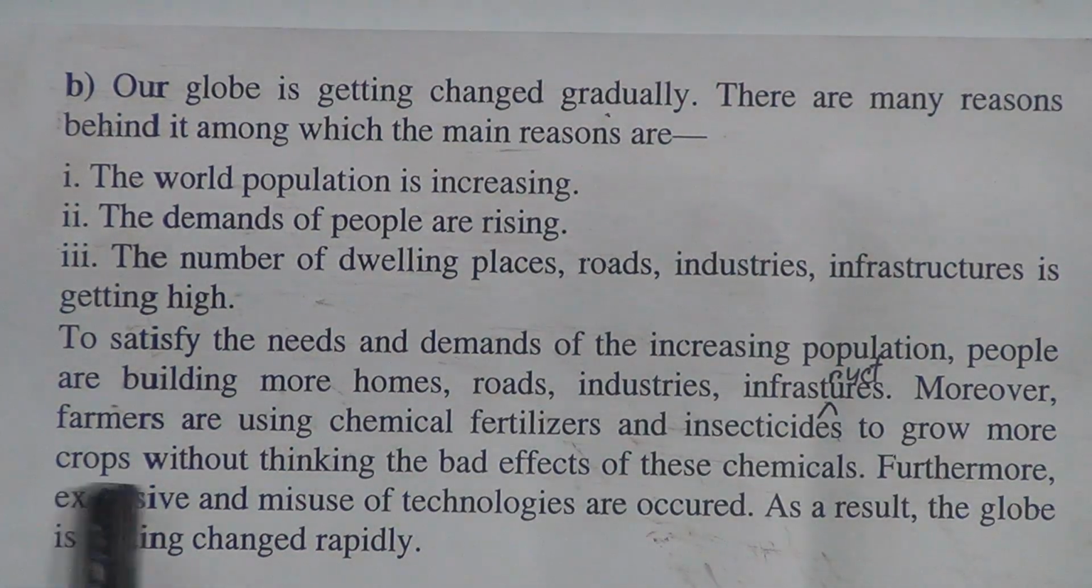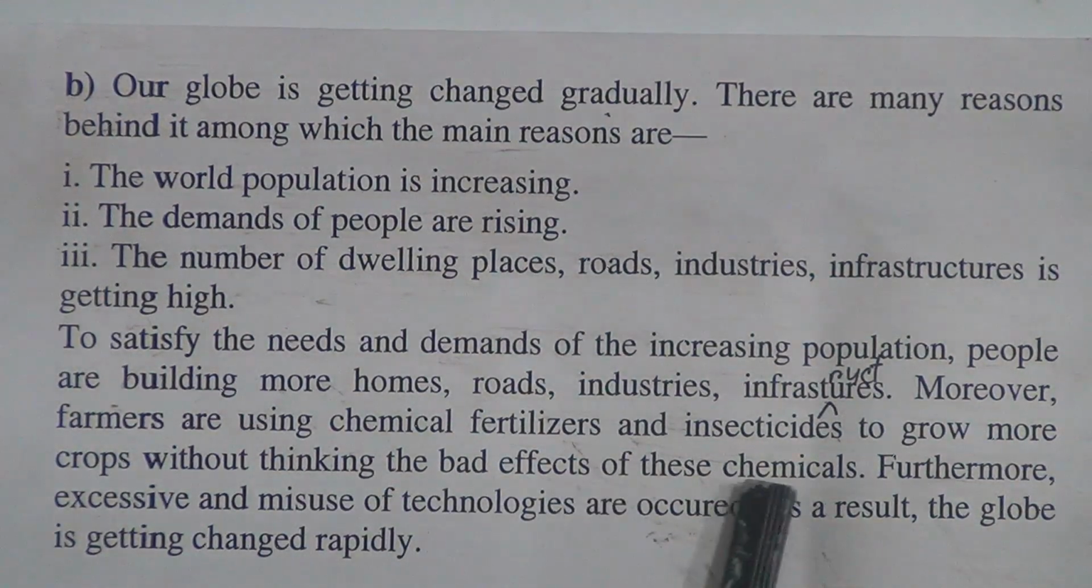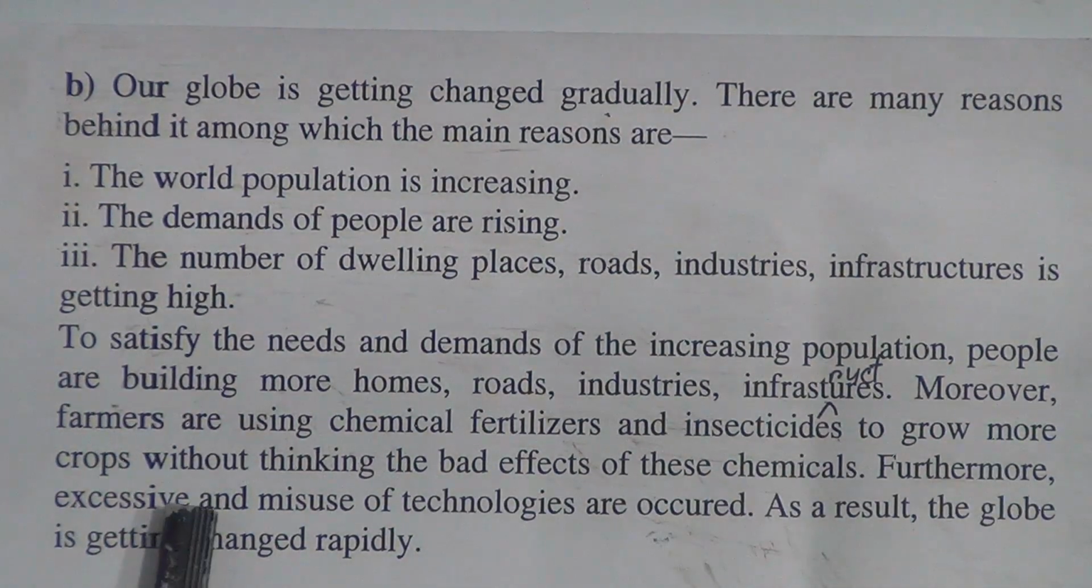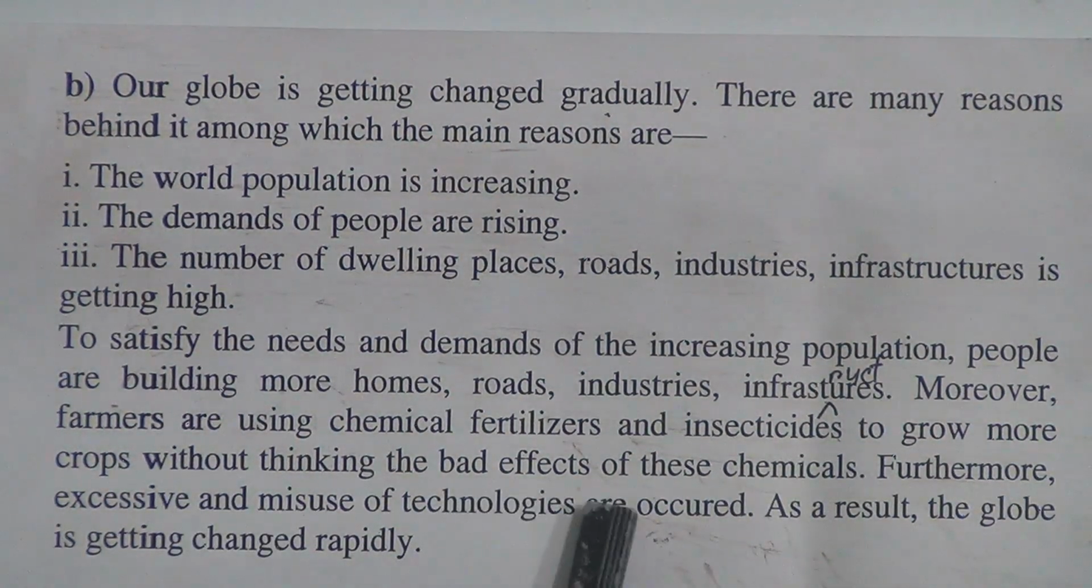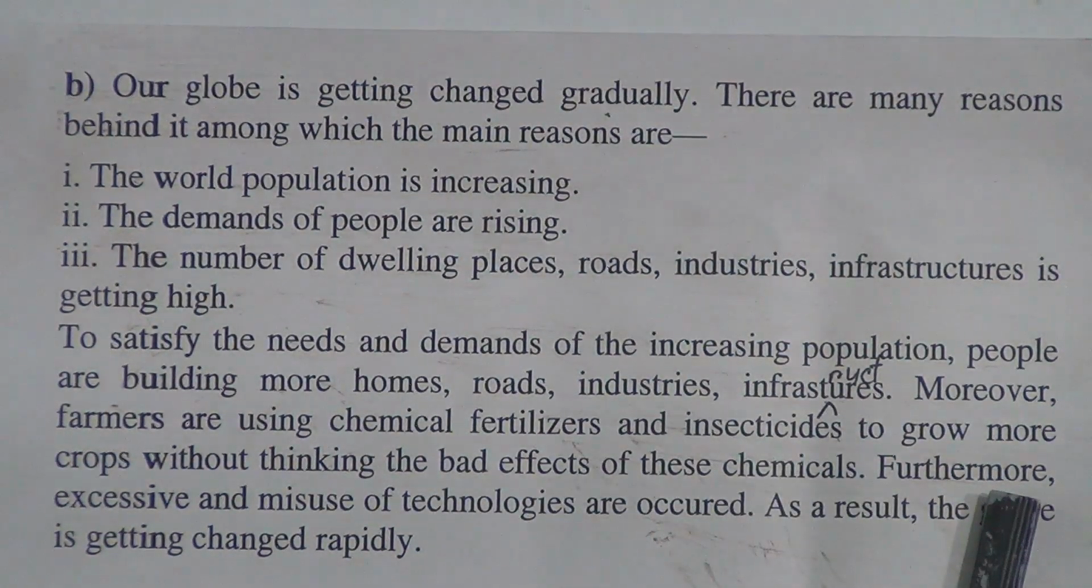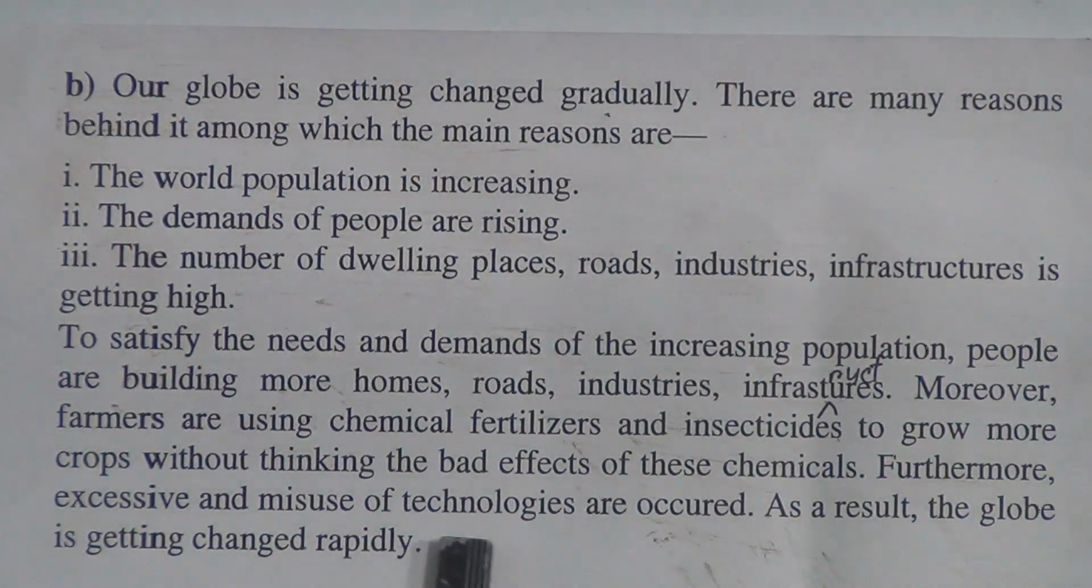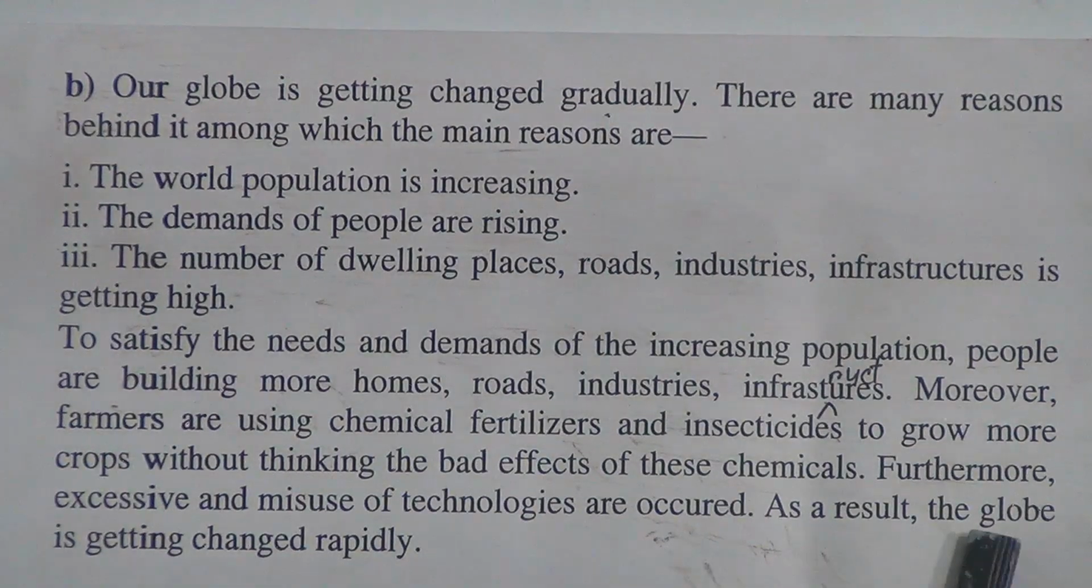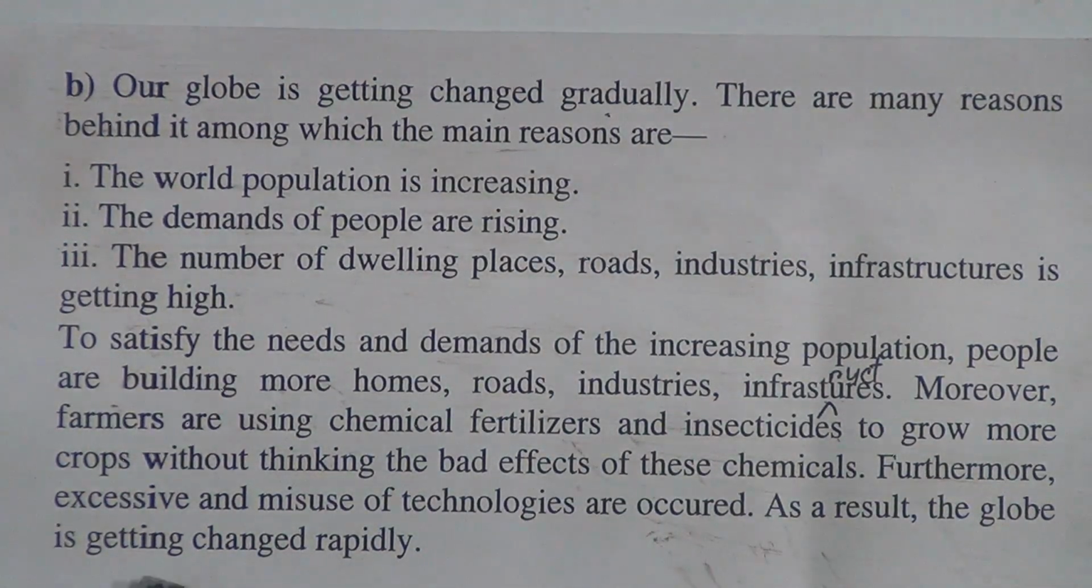Moreover, farmers are using chemical fertilizers and insecticides to grow more crops without thinking about the bad effects of these chemicals. Furthermore, excessive use and misuse of technologies occur. As a result, the globe is getting changed rapidly.